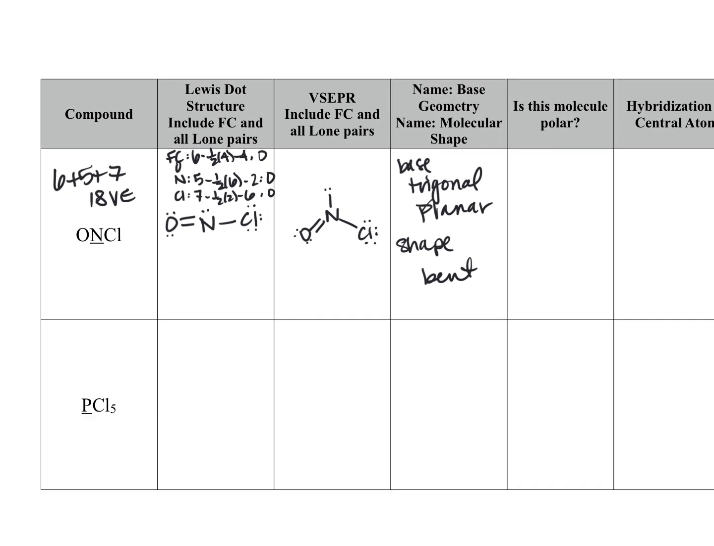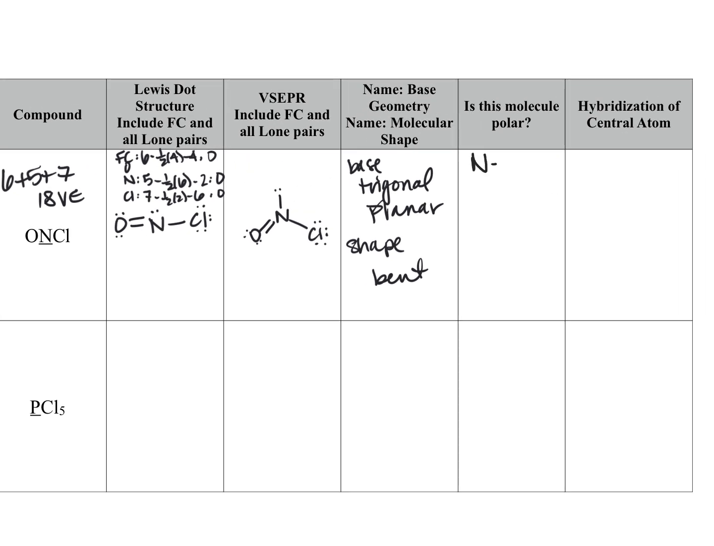So let's think about the polarity. We have 2 different bonds: the NO bond and the NCl bond. Oxygen is 3.5, nitrogen is 3.0, and chlorine is 3.0. So this is a nonpolar bond. This has a slight polarity, and due to that, we see a slight, but still yes, polarity. And the hybridization for this steric number 3 is also sp2.